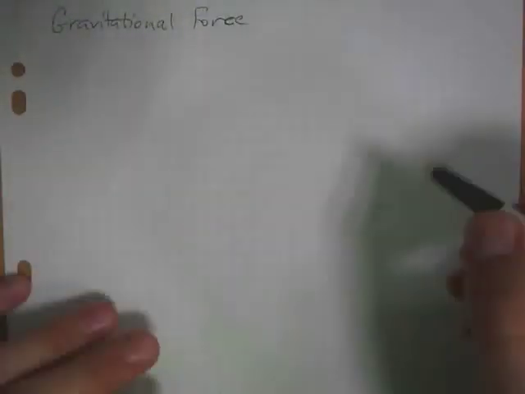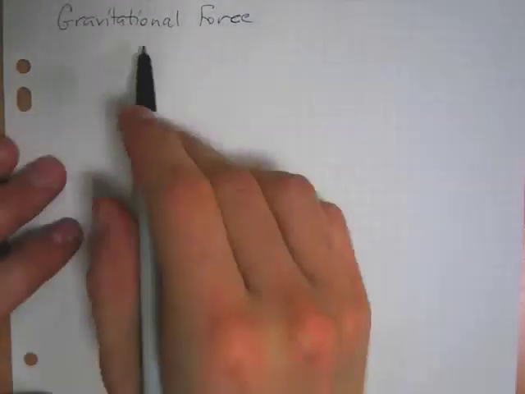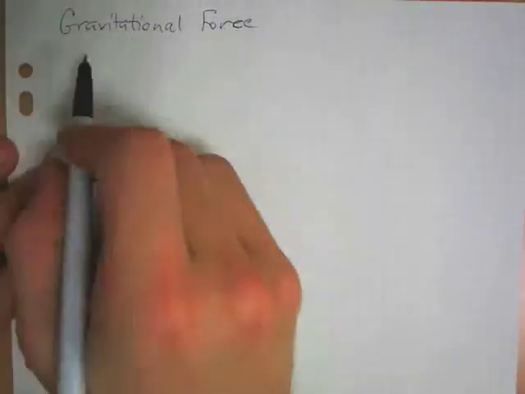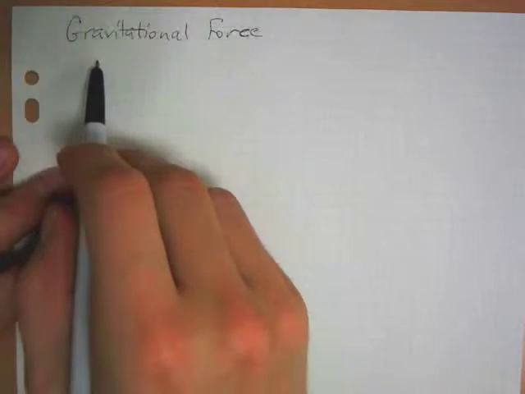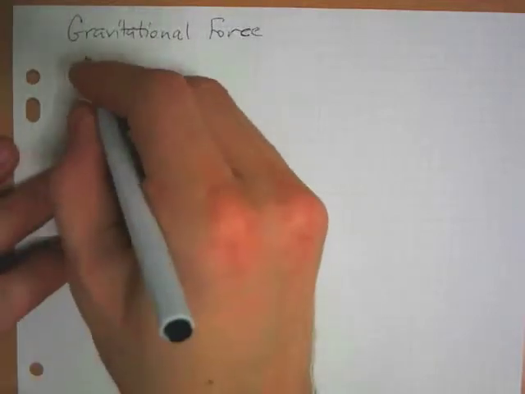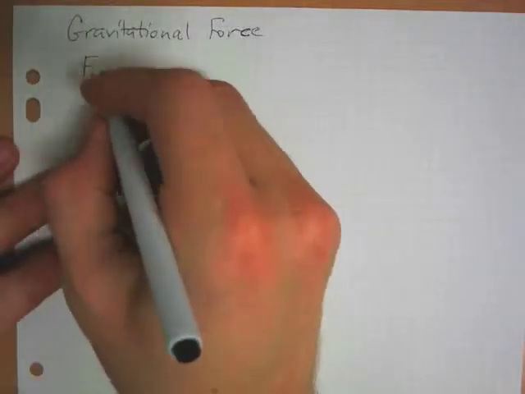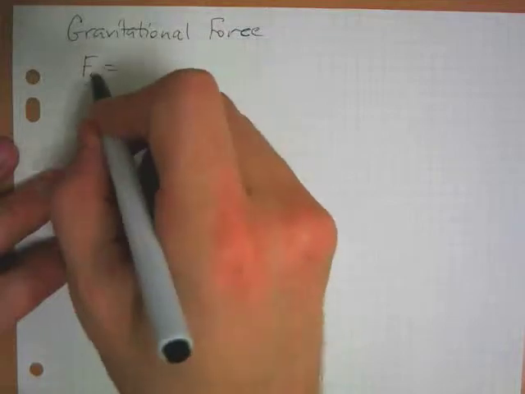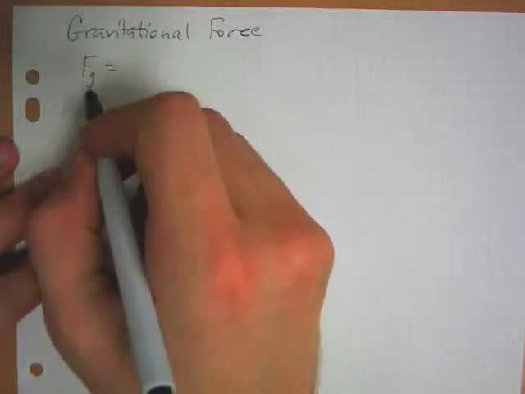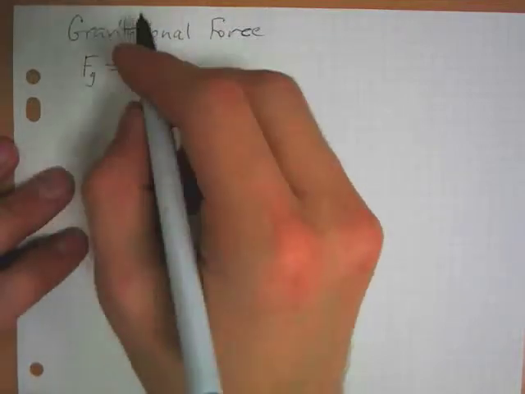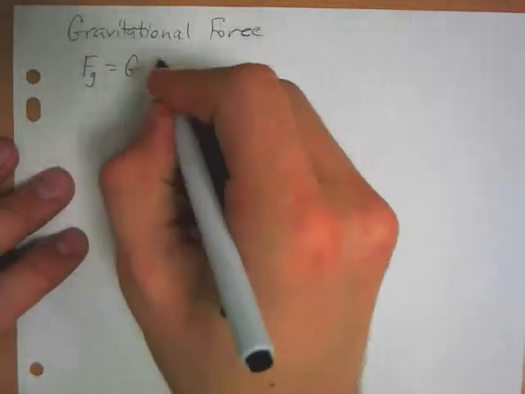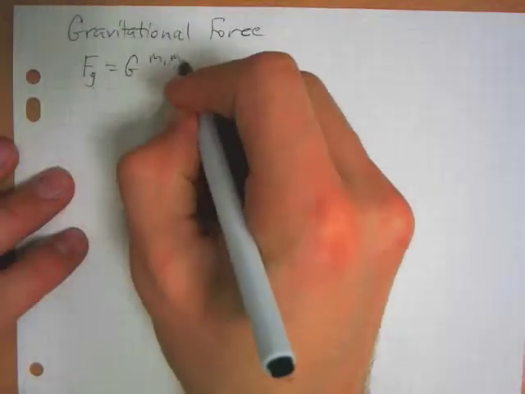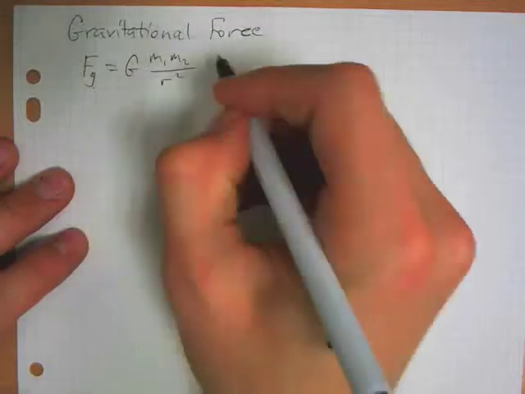We're going to look more specifically at a couple kinds of force. The first being gravitational force. Gravitational force is quantified by Newton's law of universal gravitation, which says that, and we'll often use F sub g for gravitational force, that's g subscript, is equal to capital G times mass 1 times mass 2 over r squared.